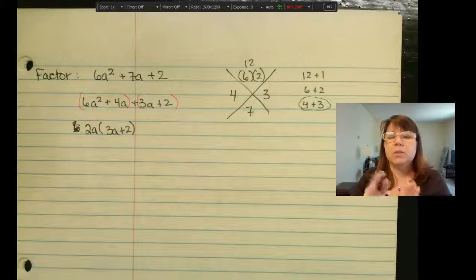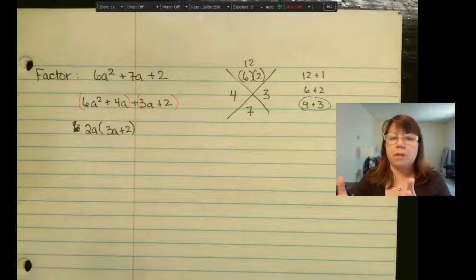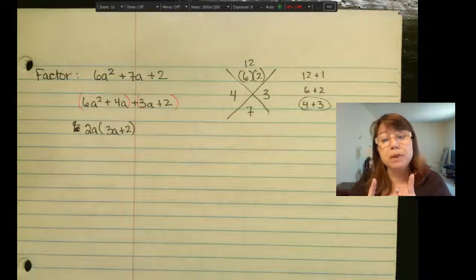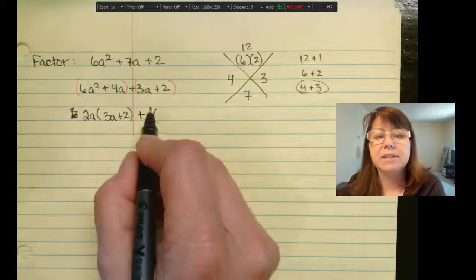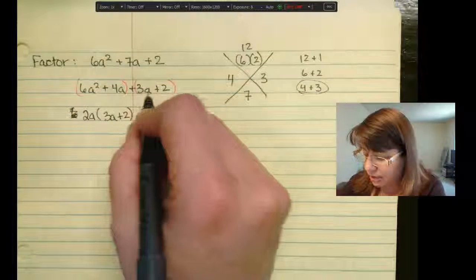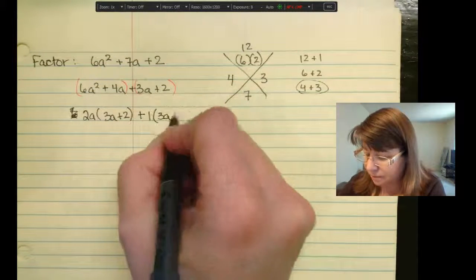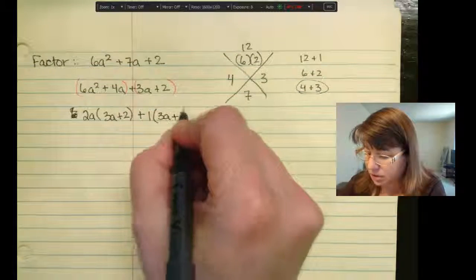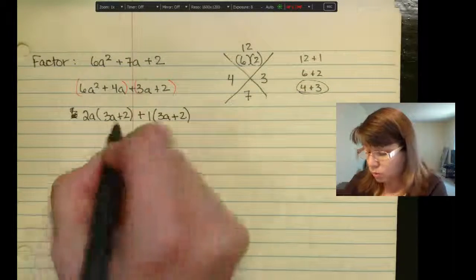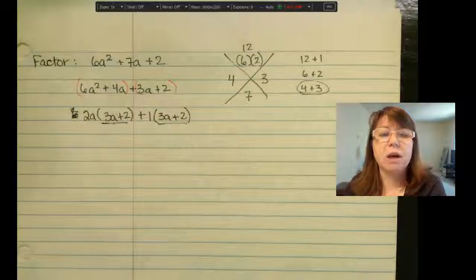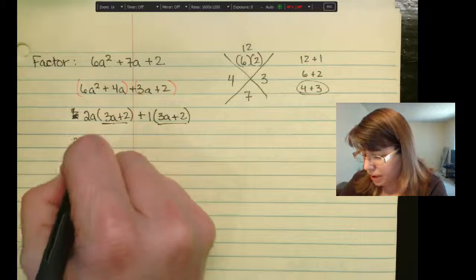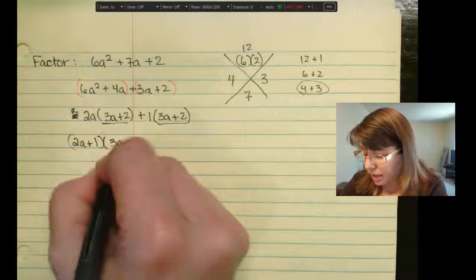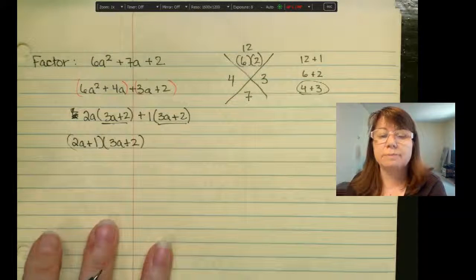So maybe 3 and 2, there's nothing in common besides the 1, and the a and the 2, there's nothing in common there as well. So I can definitely pull out a 1. And here's why I would want to pull out the 1. Because if I pull out a 1, 1 times 3a will get me back to 3a. 1 times 2 will get me back to 2. Now, they both have 3a plus 2 in common. And I can put together the 2a plus 1 and the 3a plus 2, and I'm done, right?